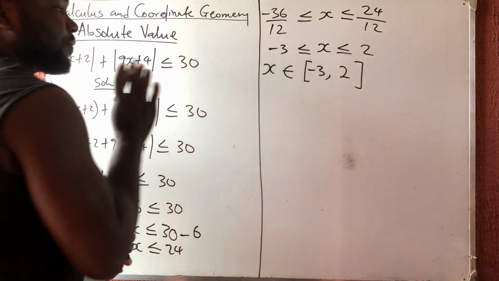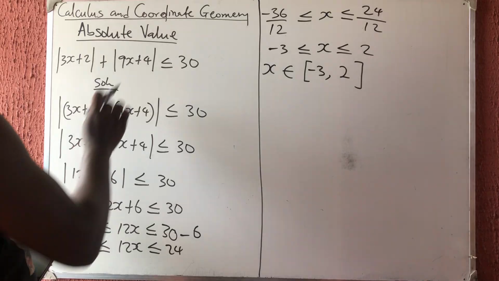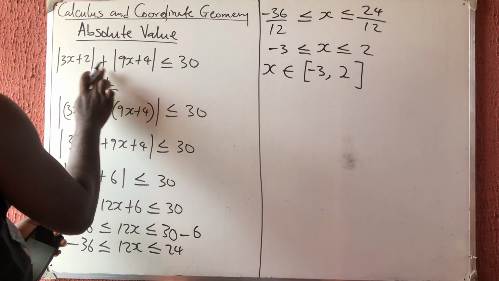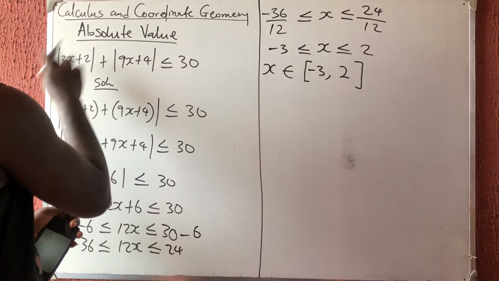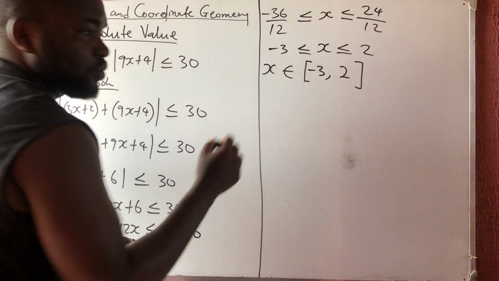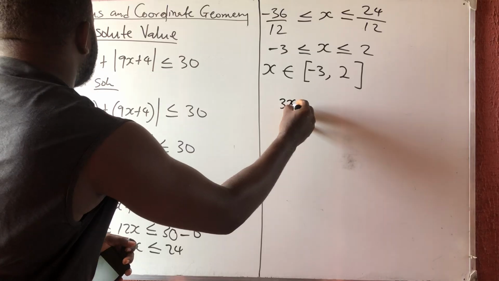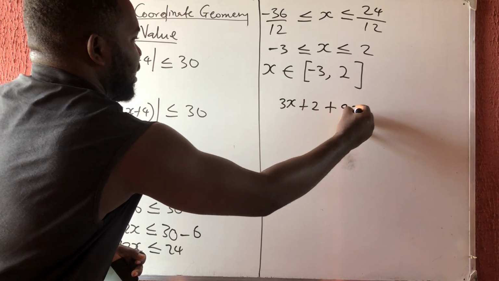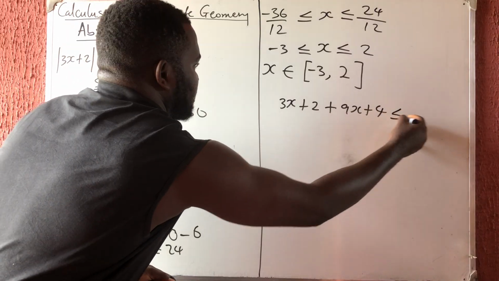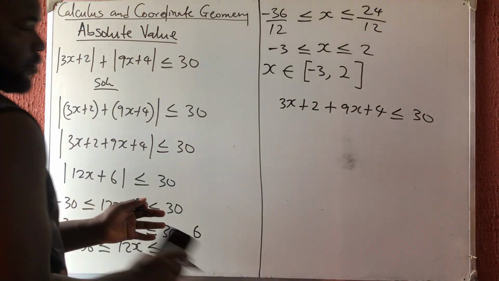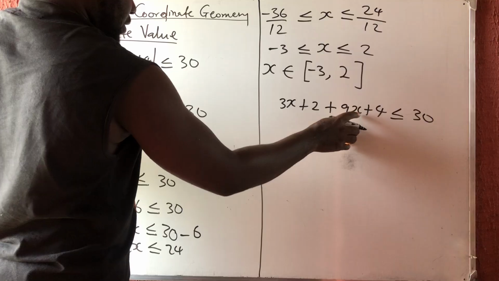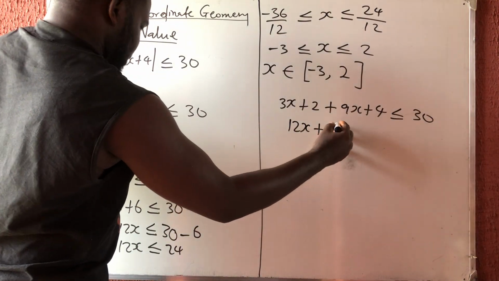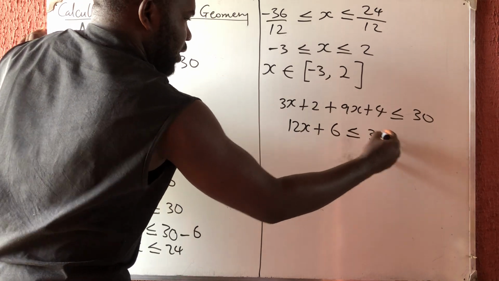Okay, so that's the first step. Now the second step is now to remove all this line. First of all, we started removing the line from the inside, so now we are removing all the lines. That's the second step, which is what? That 3x plus 2, plus 9x plus 4 is less than or equal to 30. Okay, so solving this, this is giving me 12x plus 6 again is less than 30.